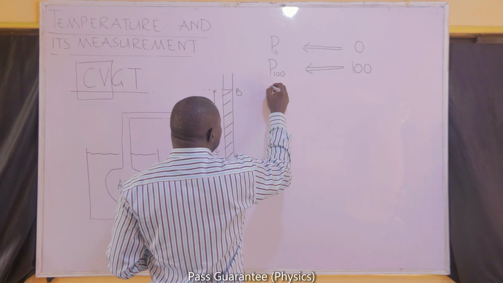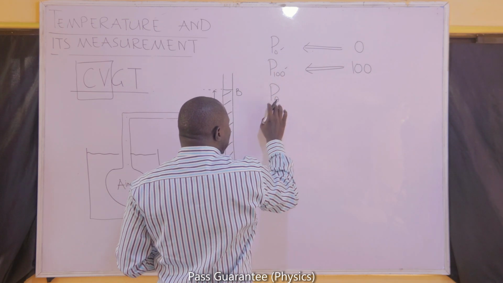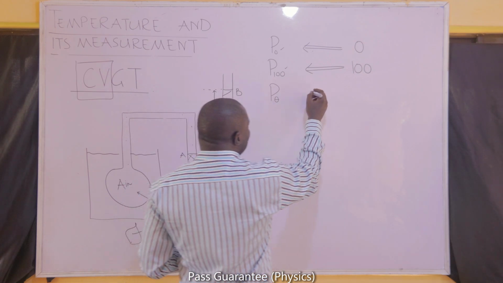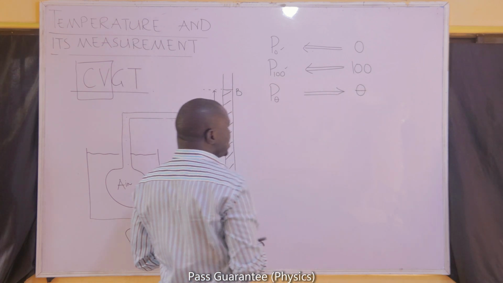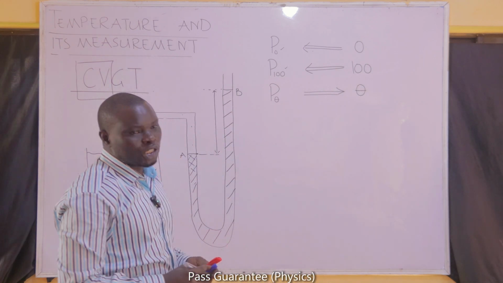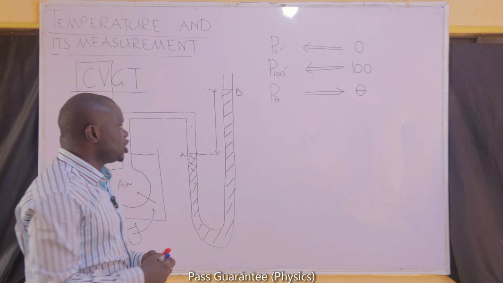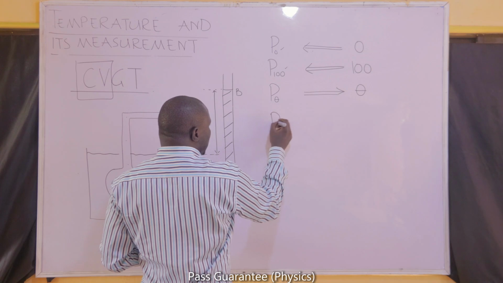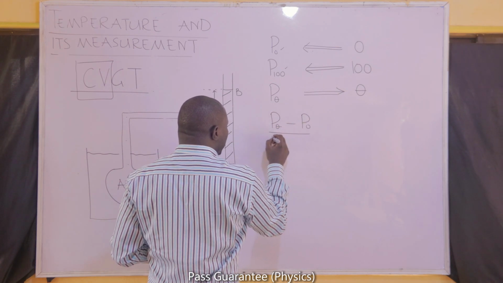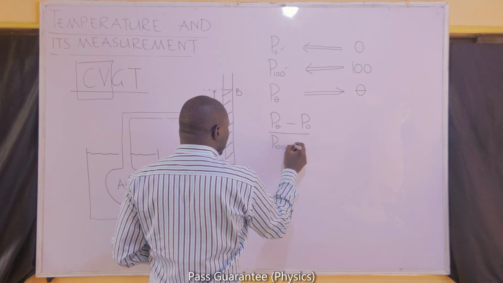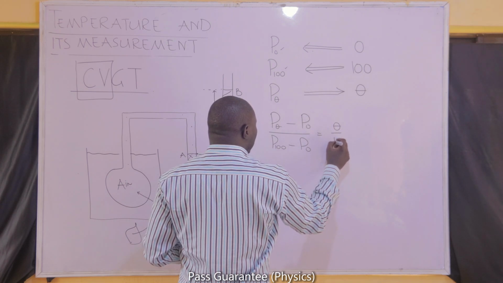Now, if it is giving me any other temperature apart from what it gives me at 0 and 100, then it is definitely showing me another temperature. I will call that temperature theta. I can now find theta by writing the same expression that I wrote for the liquid in glass thermometer. This time I'm going to change the length to the pressure. So it becomes P theta minus P0 all over P100 minus P0. If I do that, I should have theta all over 100.